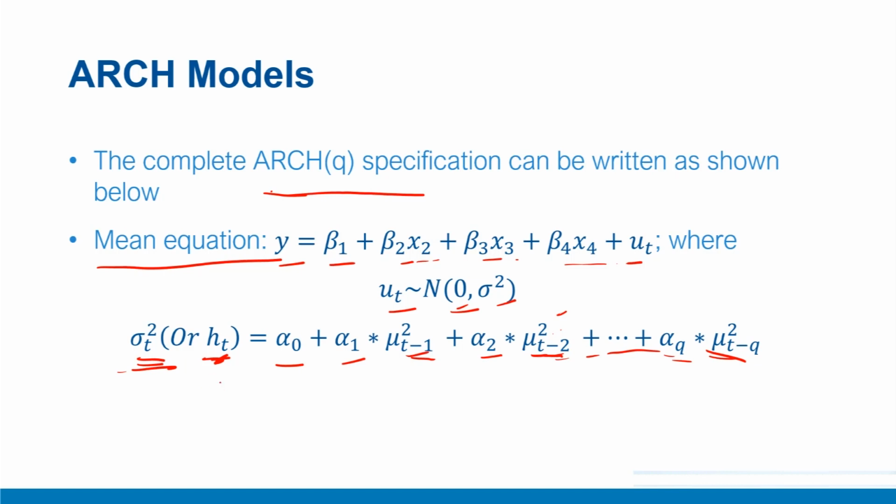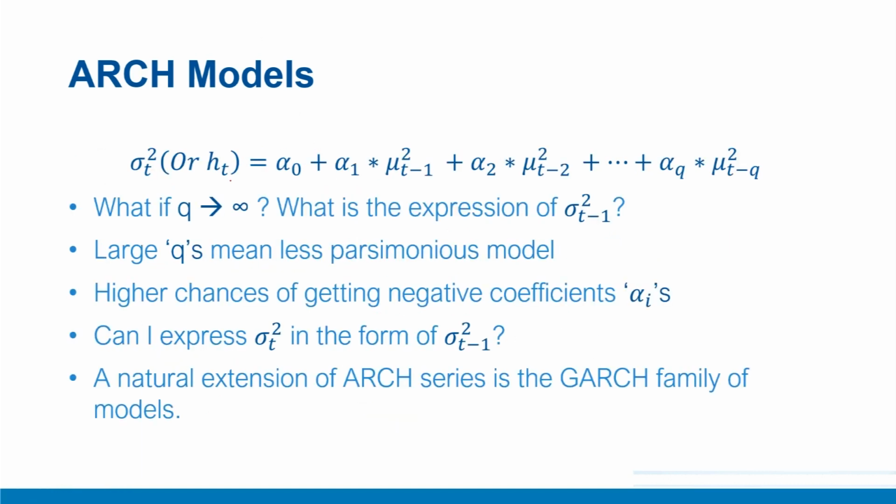And please remember one external constraint, that all these alpha naughts and alpha 1s and alpha 2s have to be greater than or equal to 0. That has to be put to ensure that none of the estimates turns out to be negative, which will be then a spurious estimation. However, this model has particularly two problems. One is that what if the lag structure is very long? Then this model becomes, as you can see, extremely unparsimonious if lag structure is long.